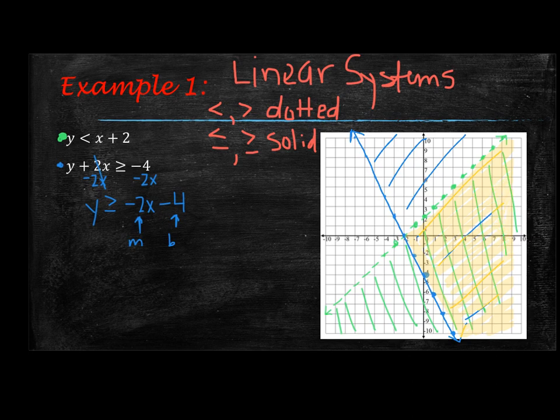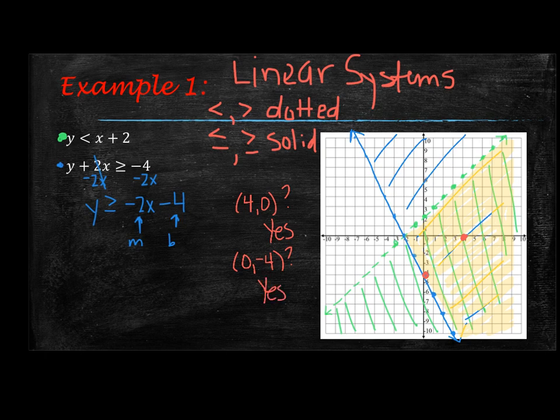If I asked you if the point 4, 0 is a solution, then you could say, yes, it is a solution because it is in that double shaded area. Okay? What if I asked you if the point 0, -4 is a solution? Well, 0, -4 is on the solid line, and because that is a solid line, then yes, that is going to be part of the solution.